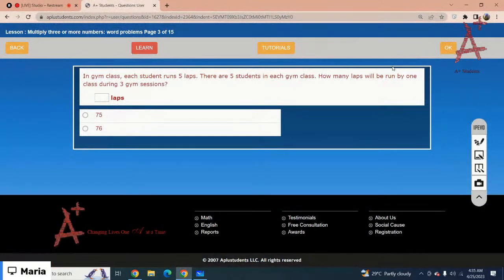Okay, the next one is in gym class, each student runs 5 laps. There are 5 students in each gym class. How many laps will be run by one class during 3 gym sessions? So you need to do 5 times 5 times 3. Got it?